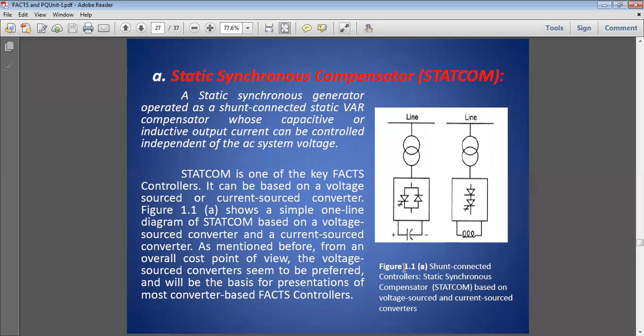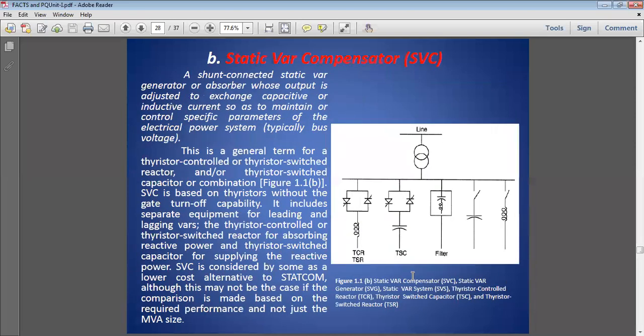It has two types, which we have already discussed. I am just taking a review. It has a voltage source converter or a current source converter. This diagram is for the voltage source converter, and the second diagram is for the current source converter. This was already considered in the last lecture.